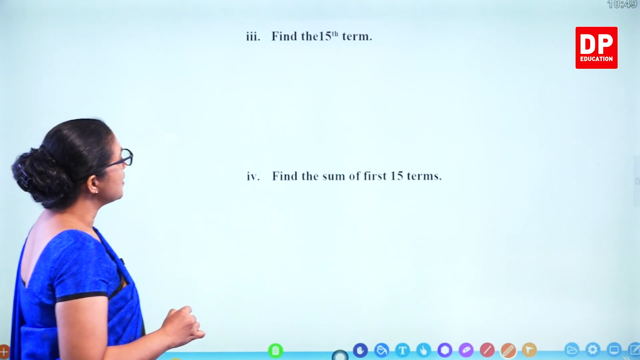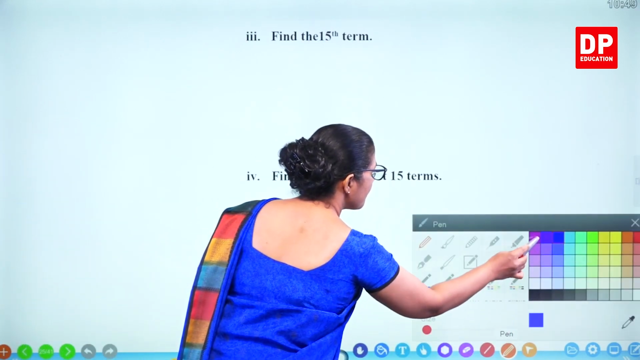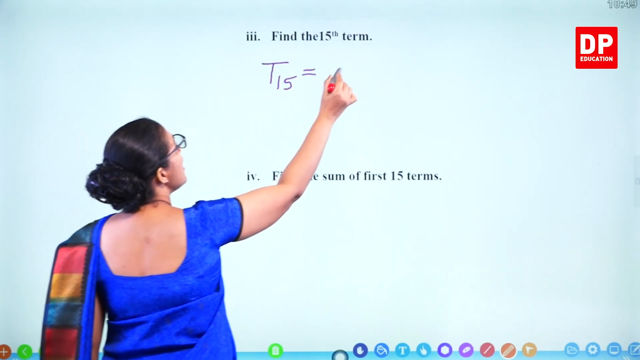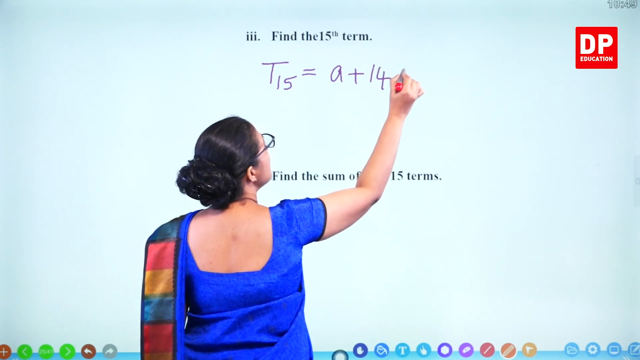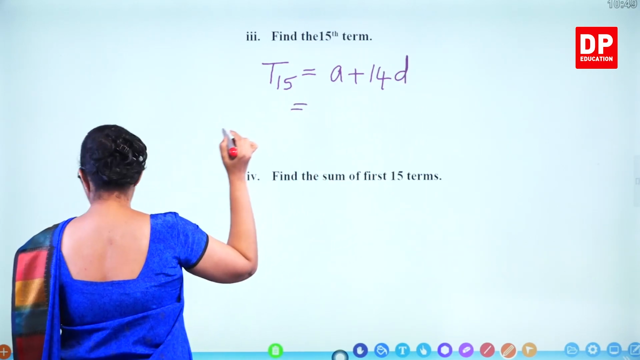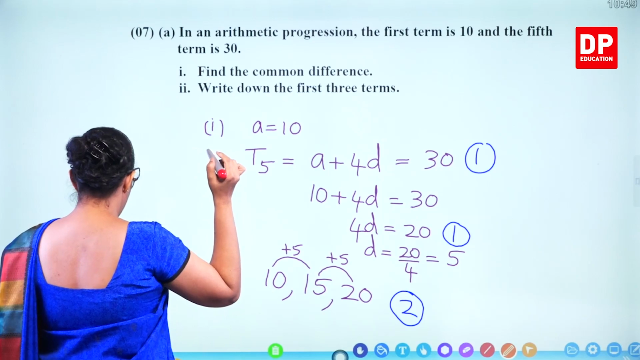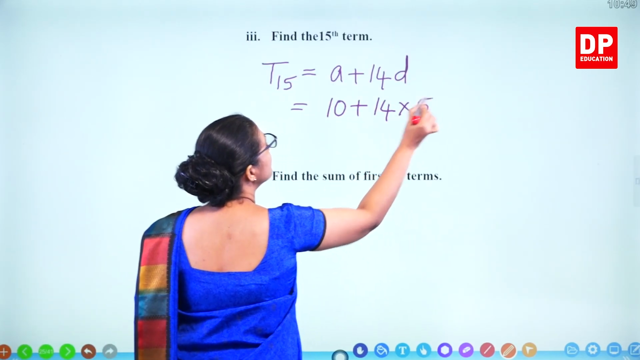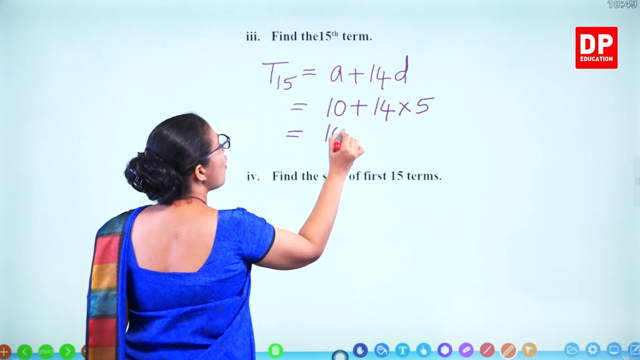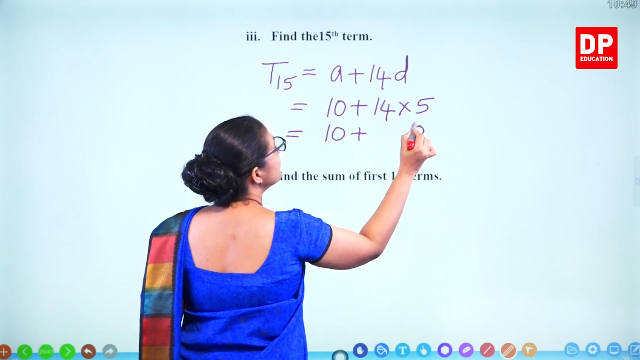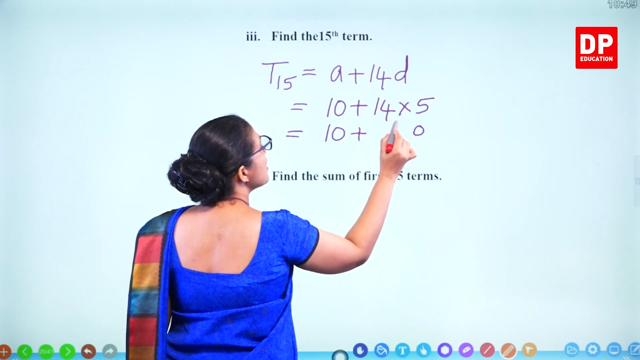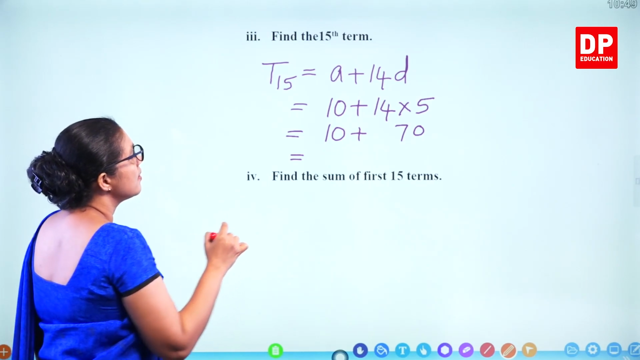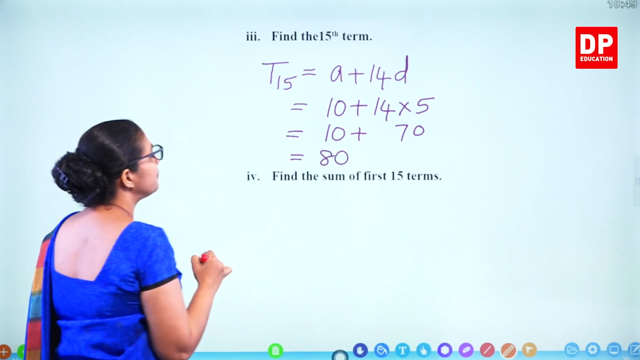Find the 15th term. T15. So how do you find T15? A plus 14D, 15 minus 1. First term is 10. D is 5. First multiplication, 14 times 5 is 70. 10 plus 70, 80 is the answer.